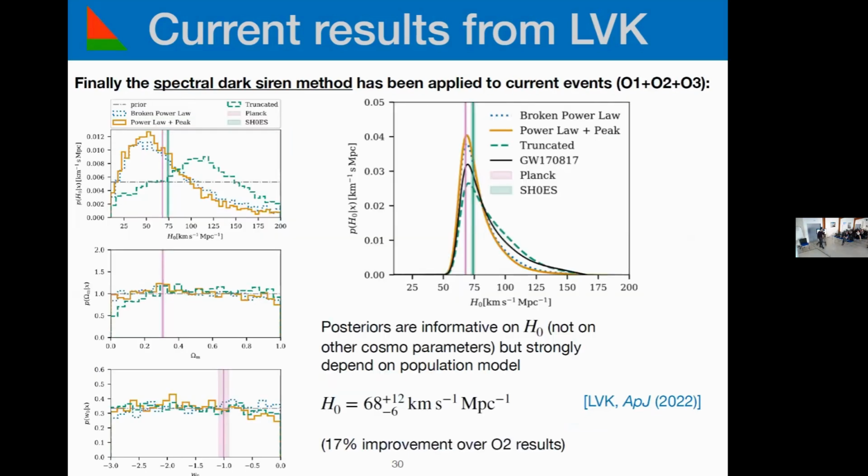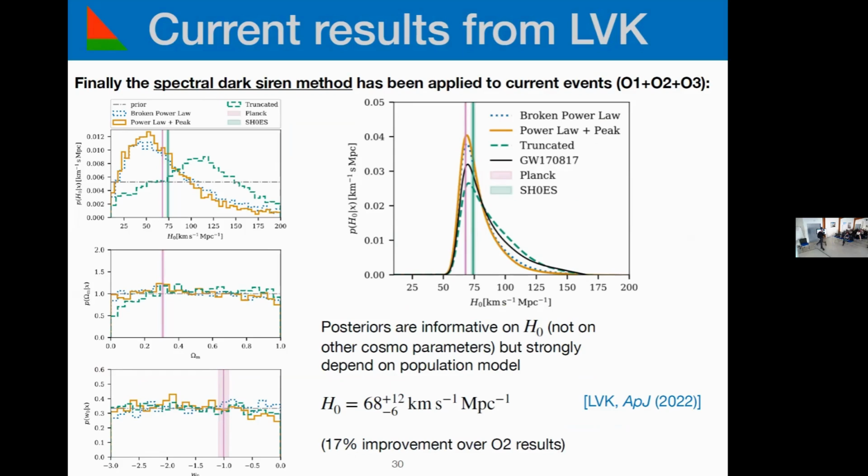So the last method, the one not using any electromagnetic information, was again applied to O3 data. And I don't remember if we had the analysis for O2, but I don't think so. We didn't have a pipeline in LVK for O2, but for O3, yes. The measurement of H0 is just a little improvement over O2 results. This includes also the GW170817. So is this basically this measurement?